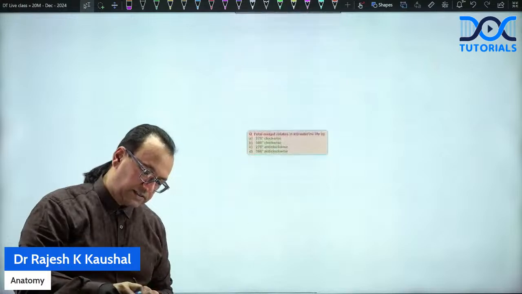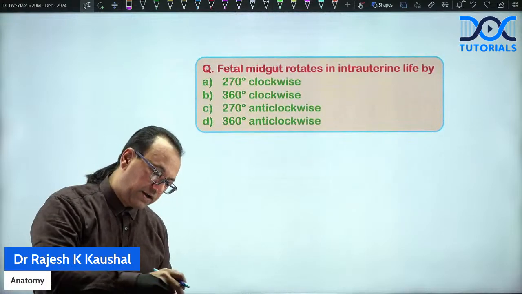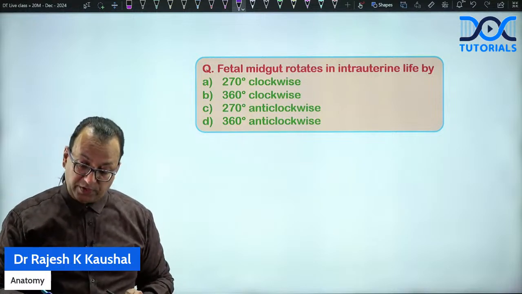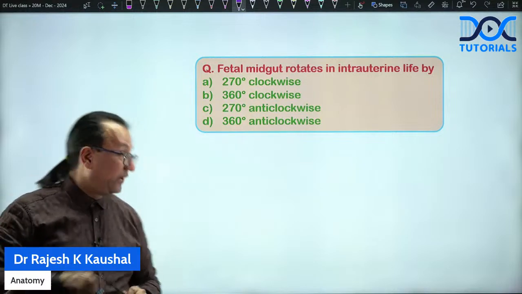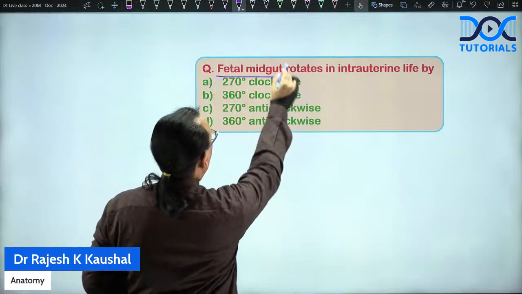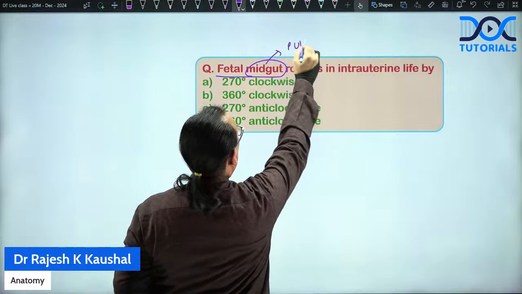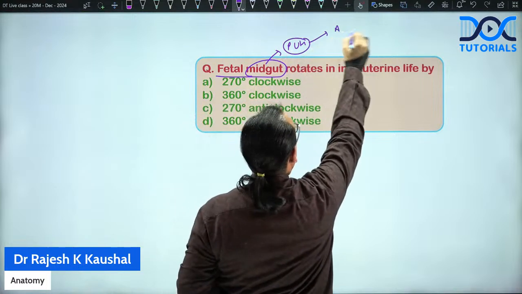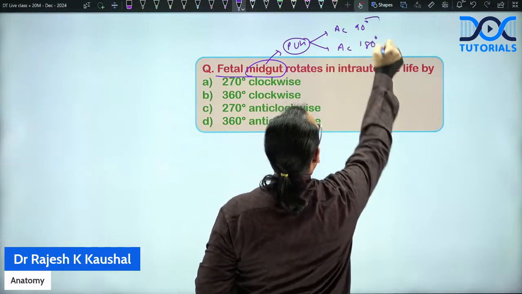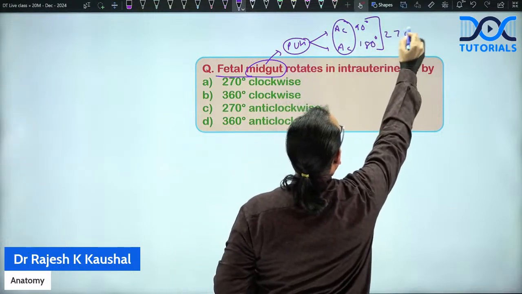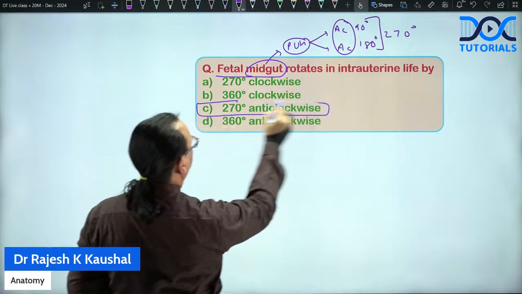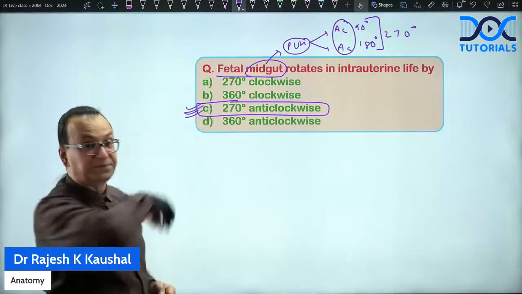And it is asking that fetal midgut is rotating in intrauterine life by how many degrees? So we already have described that fetal midgut is basically undergoing physiological umbilical hernia. The first thing is anti-clockwise 90 degree, and second thing is anti-clockwise 180 degree. So if you join, anti-clockwise 270 degree. Your answer should be choice number C.